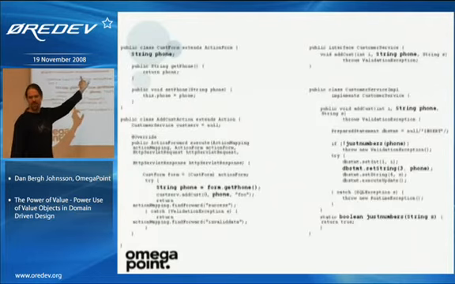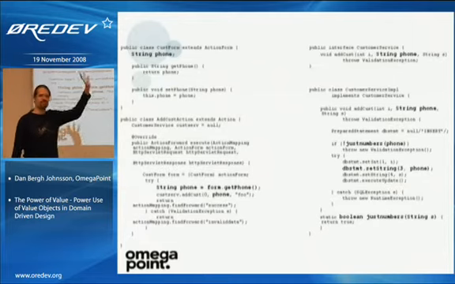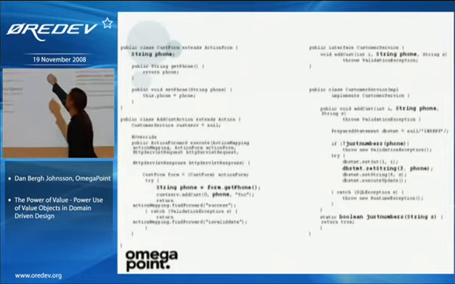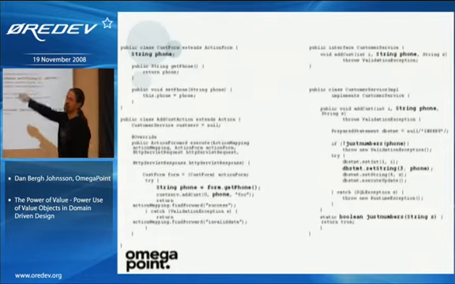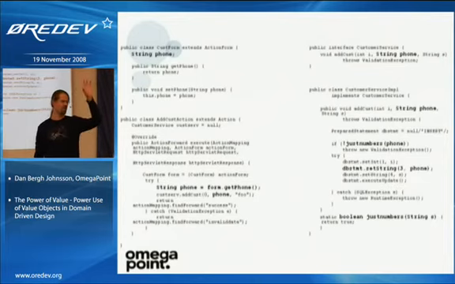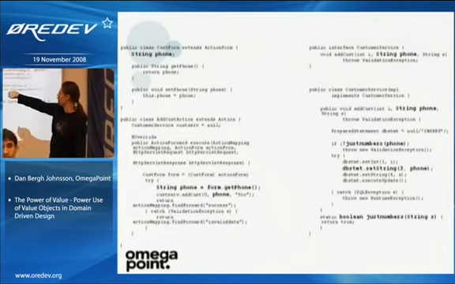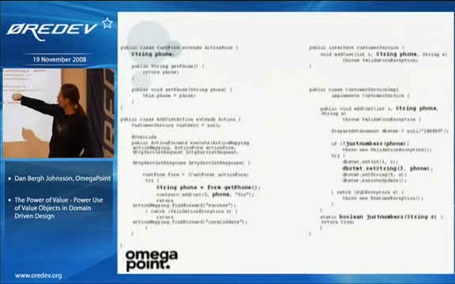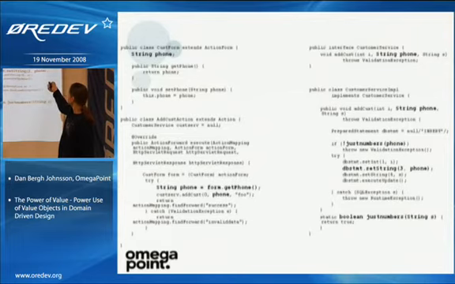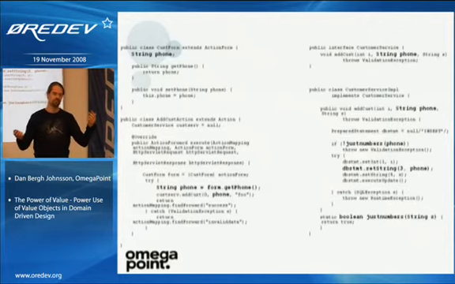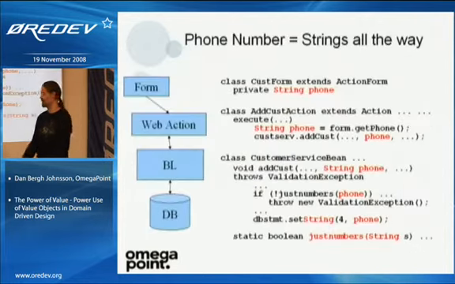Okay, here's the code we started with. This is a kind of typical entity solution. We've got some kind of form over here with a phone number, and this is a form for adding a new customer into a CRM system. Down here we have an action where we pull the string out of the form and send it over to the customer service and down to the database after validating it. Seems familiar? Strings all the way.